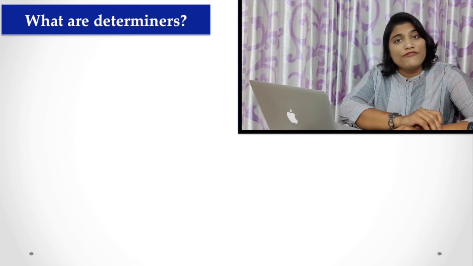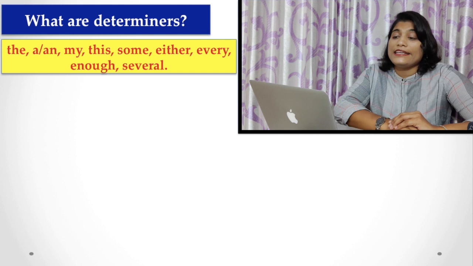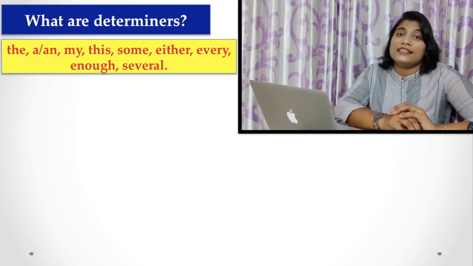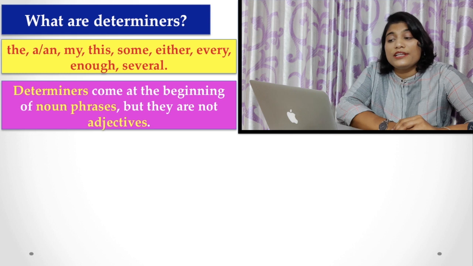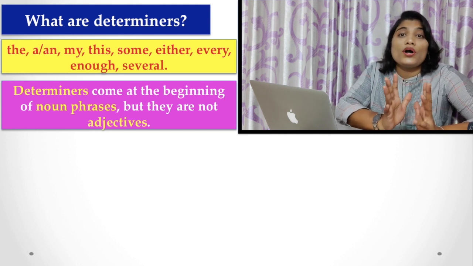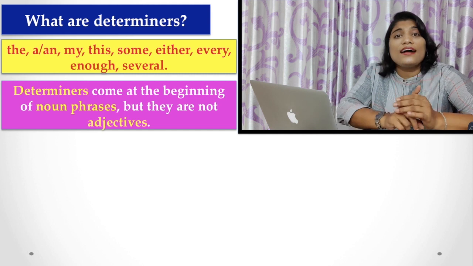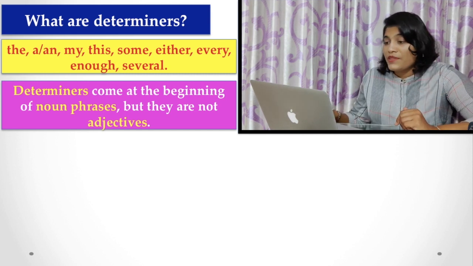First of all, you have to know what determiners are. Actually, the words the, a or an, my, these, some, either, every, enough, several are called determiners. Why are they called determiners? Because determiners come at the beginning of a noun phrase, but they are not adjectives. This is a very vital and important point. They are at the beginning of a noun phrase, but they are not adjectives.